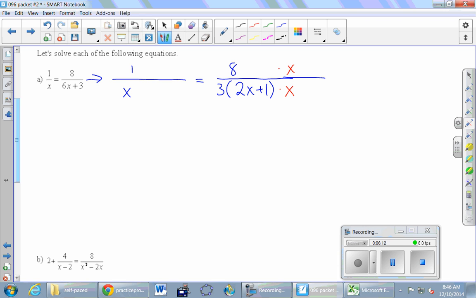And then we look at the first denominator. What is it missing? 3 times a 2x plus 1. 3 times 2x plus 1. And so by the way we've built this, what do you notice about the denominators? They're the same. That's what you did. You made them the same.